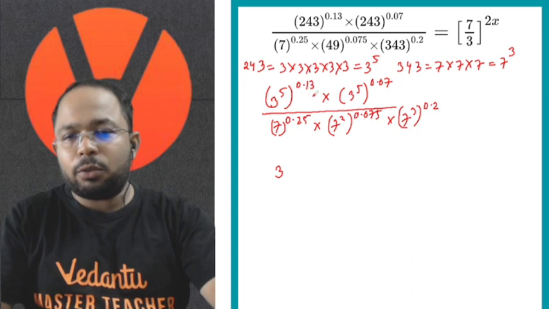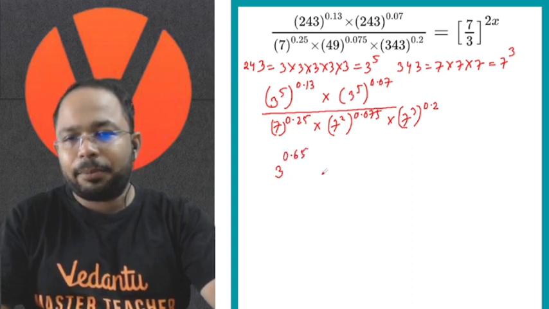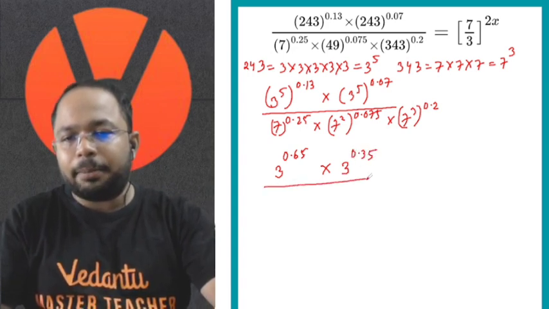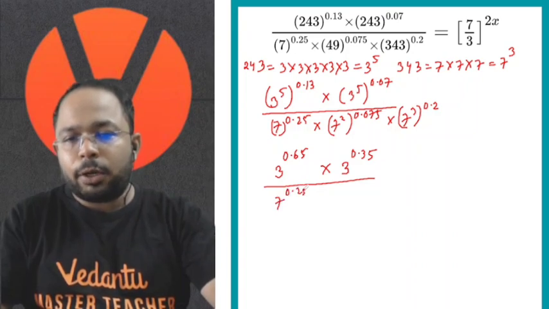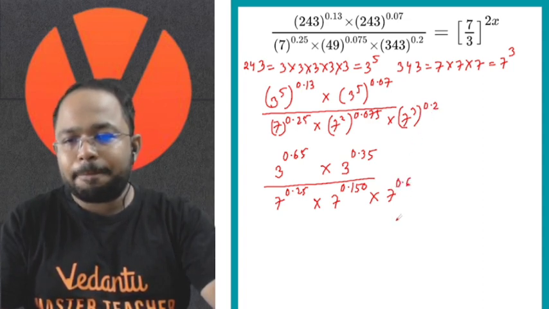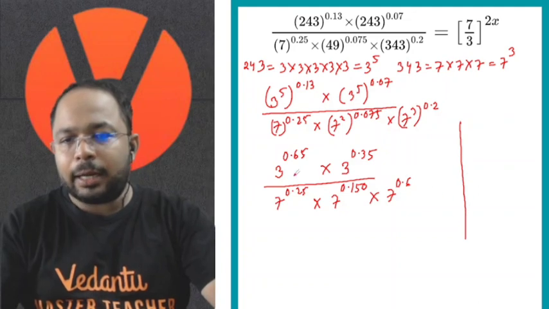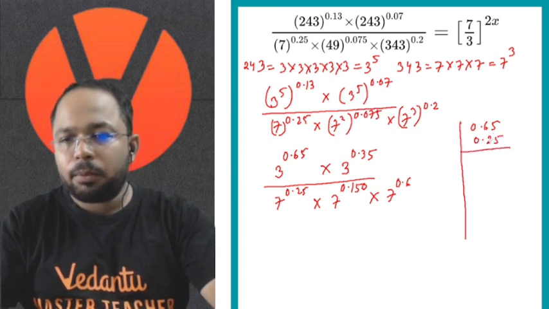3 to the power 5 into 0.3, we get 0.65 on multiplying. This gives us 0.35, divided by 7 to the power 0.25 into 2, which on multiplying gives 0.150, into 7 to the power 0.6. Now we can add them: 0.65 plus 0.35. So if we add it up, what are we getting? 6 plus 3 is 9, plus 1 is 10, carry 1, 1.0.